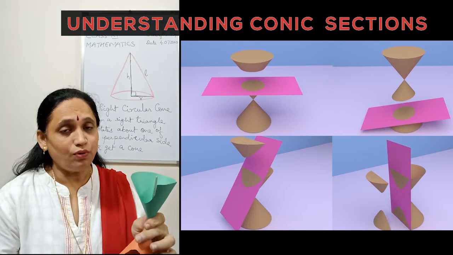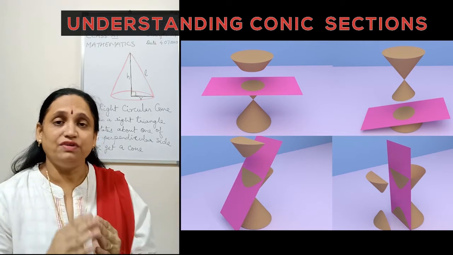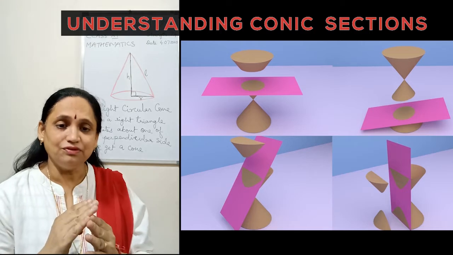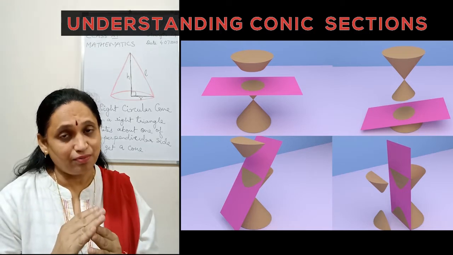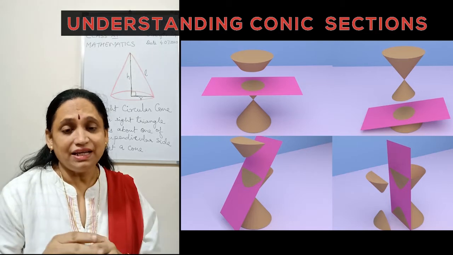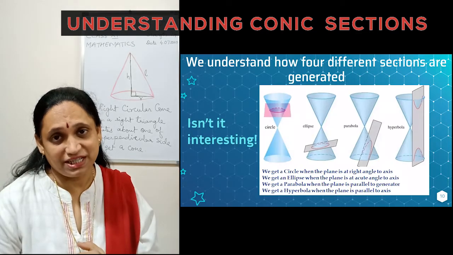So you now understand that there are 4 cross sections that we get when we use a plane to cut the cone. We get a circle, we get an ellipse, we get a parabola, and we get a hyperbola. So this video has helped us to understand all these shapes.